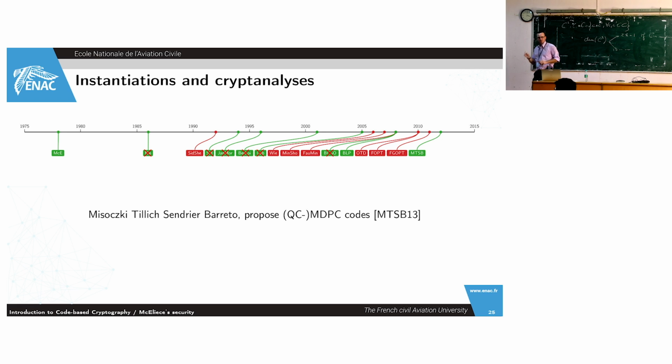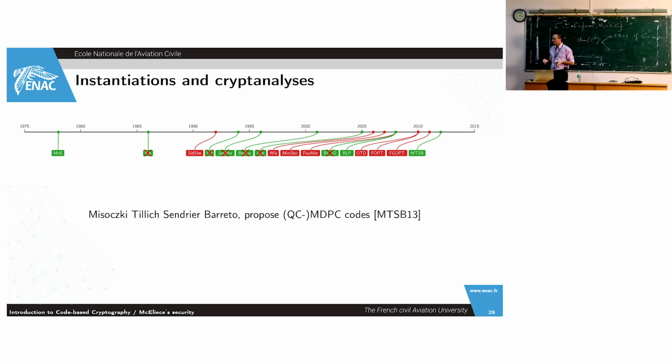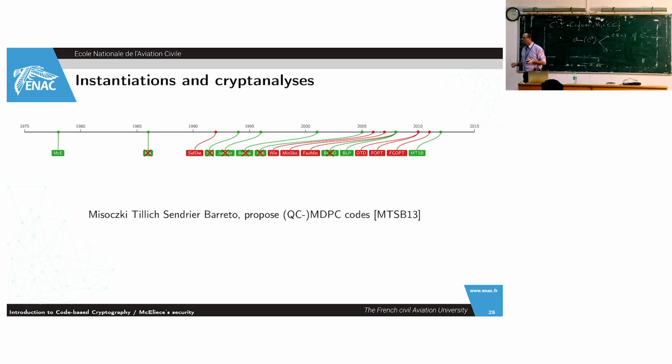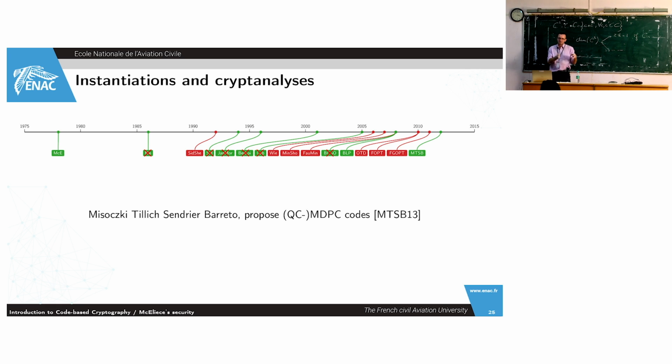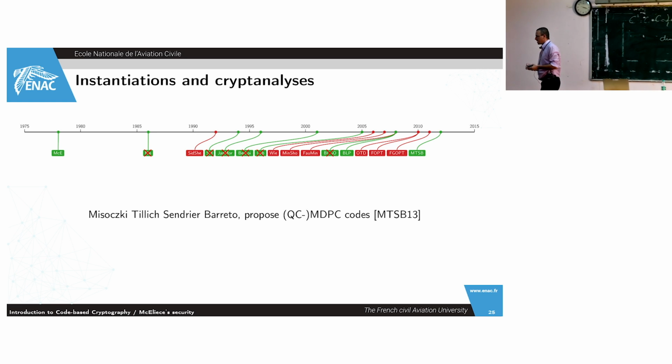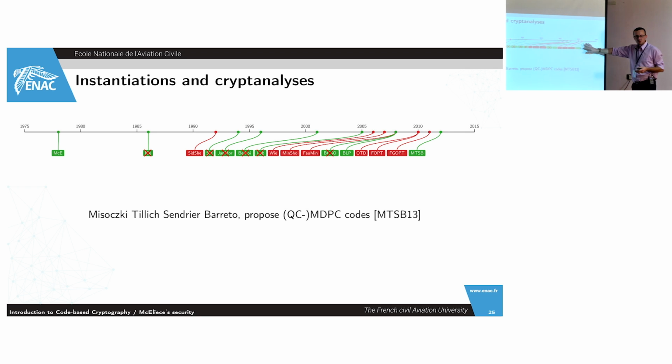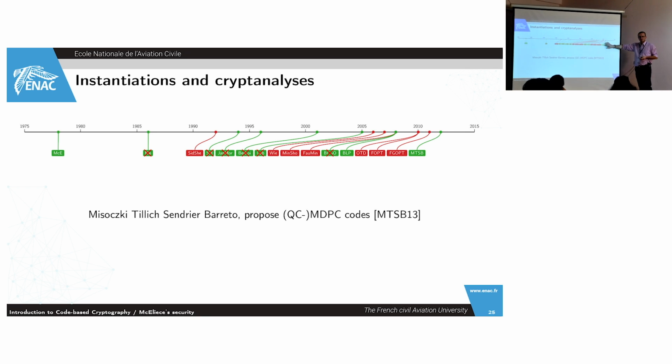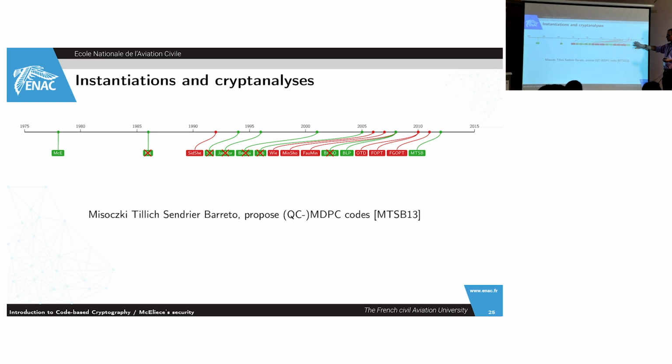Up to 2012, when these four people, Rafael Misoczki, Jean-Pierre Tillich, Nicolas Sendrier, and Paulo Barreto, proposed quasi-cyclic moderate density parity check codes, QC-MDPC. I think tomorrow I will give some details about this scheme, because this scheme is roughly BIKE.